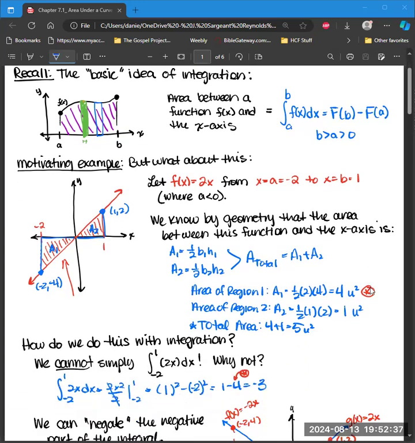So remember the basic idea of integration. We can find the area between a function f of x and the x-axis if f of x is positive and 0 is less than a is less than b. Then we can use representative rectangles that are the height of the function. We're going to integrate the function f of x dx from left to right, from a to b. We'll use the fundamental theorem of calculus to say this is the antiderivative at b minus the antiderivative at a to calculate that area. So that's great.